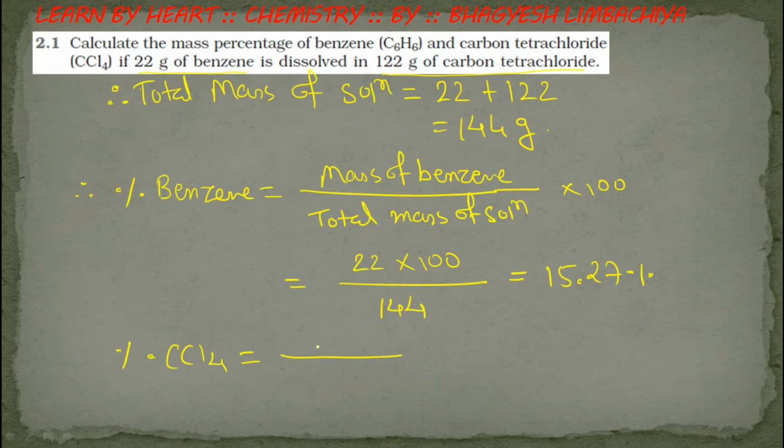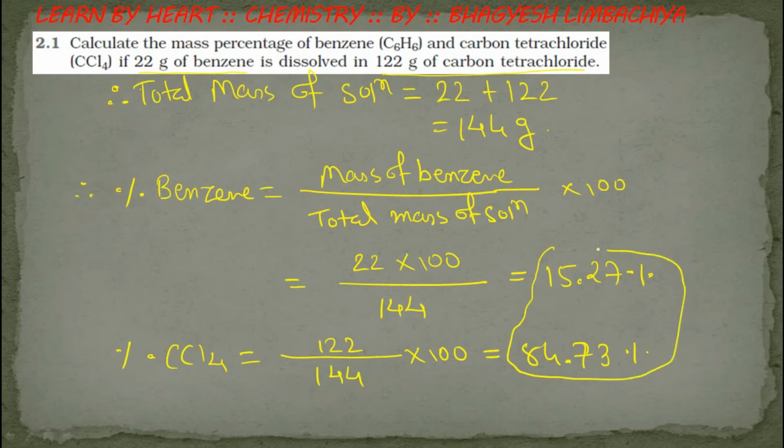Mass of CCl4 122 by 144 multiplied by 100. Answer is 84.73, and the total percentage is 100. So another way we can calculate is 100 minus the percentage of benzene.